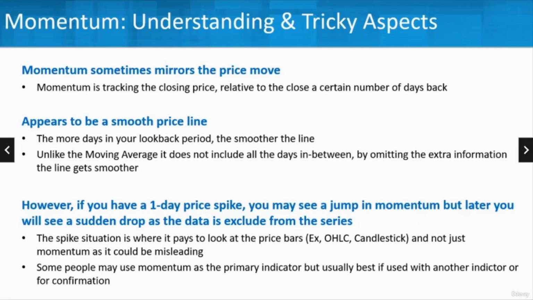So the spike situation is where it pays to look at price bars, right? We had a whole section around spikes and obviously looking at your open, high, low, close, or your candlestick price bars, and not just look at momentum, as that could be a little bit misleading. So don't necessarily trade just on the momentum indicator. Again, different than momentum investing, but it's just trading on the momentum indicator.